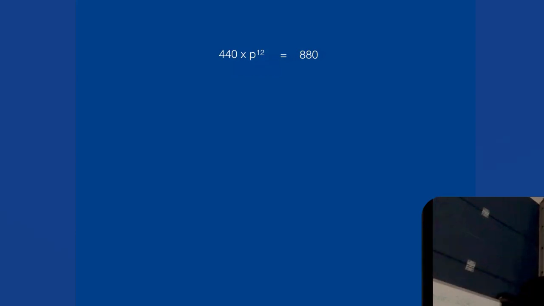So the first thing we can do with the equation is cancel what's the same on both sides. So we'll just take out the 440 and replace it with 1, and we'll turn the 880 into 2. So we're dividing both sides here by 440. So that's that simplified written out. P to the power of 12 equals 2. So what we need to work out P is the 12th root of 2.